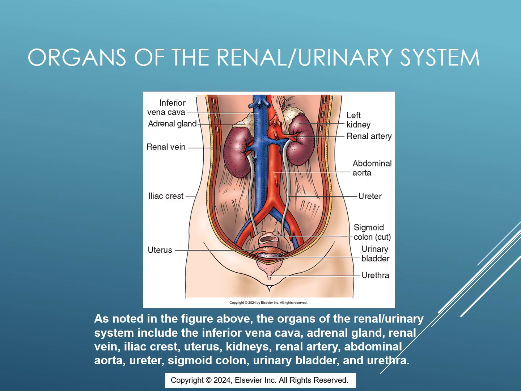On this slide, you will see the organs of the renal and urinary system and where they're located. There is a note at the bottom that says, as noted in the figure above, the organs of the renal urinary system include the inferior vena cava, the adrenal glands, renal vein, iliac crest, uterus, kidneys, renal artery, abdominal aorta, ureter, sigmoid colon, urinary bladder, and the urethra.